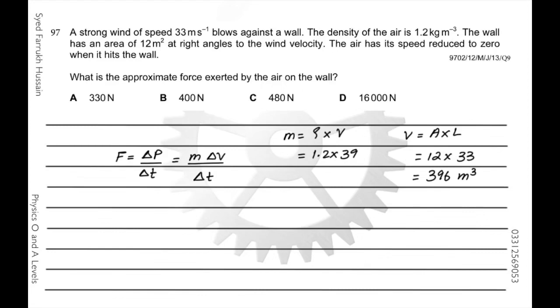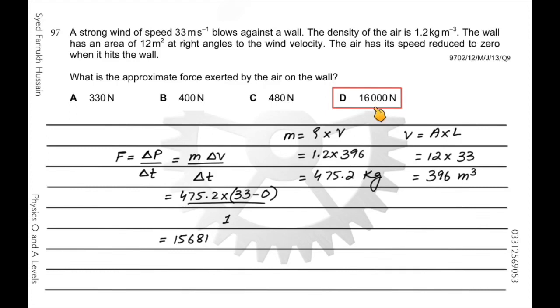Mass is 1.2 times 396, which is 475.2 kg. To find out resultant force, mass multiplied by change in velocity. Change will be 33 minus 0 divided by time, which is 1 second. You will find it as 15681, which is 16,000 Newton.